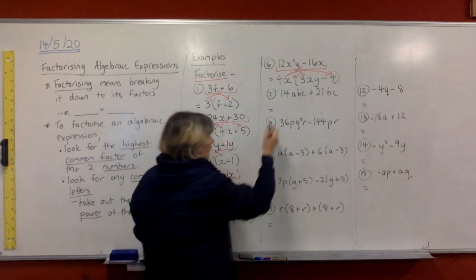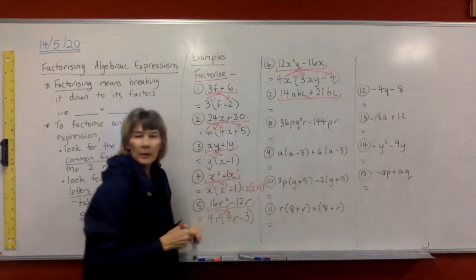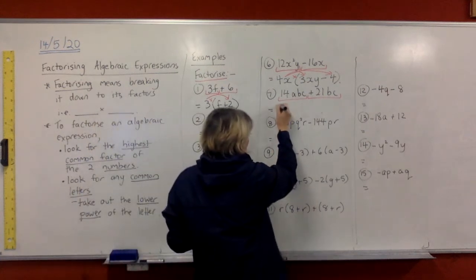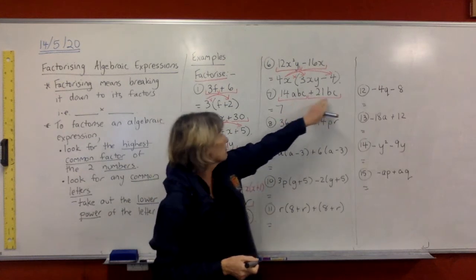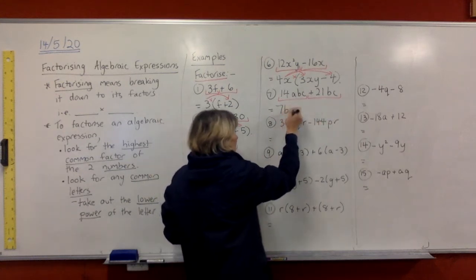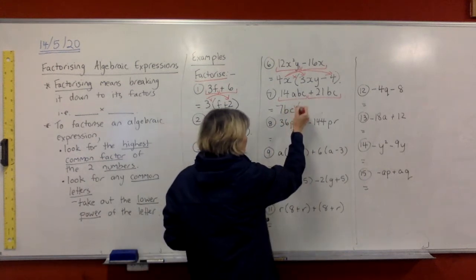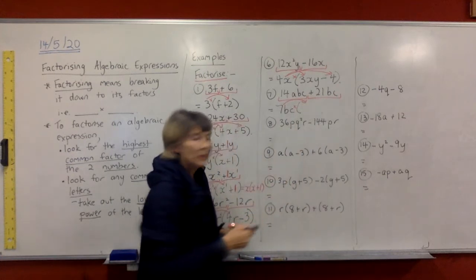Alright, looking at the next one. The highest number that goes into 14 and 21 is 7. Take that out. Now we do have some letters that are common. We have a B in both of them, and we have a C in both of them. So we can take out the B and the C. Put your times here and think. 7 times what gives you 14? That's 2.